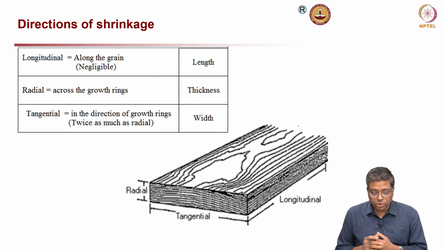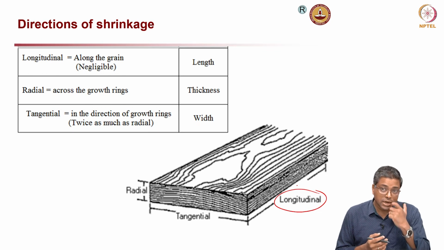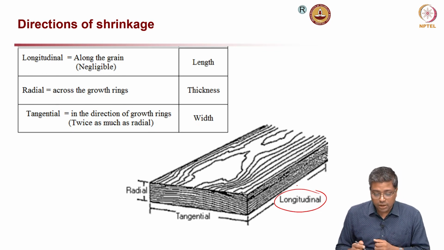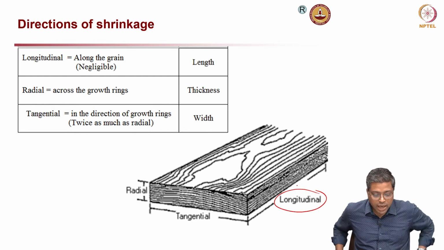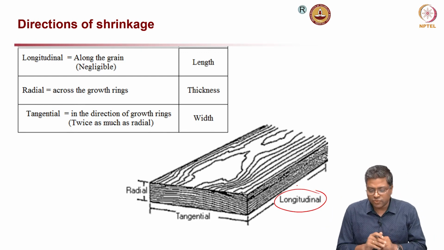And now I am going to show you this once more. This sketch is just to tell you about the direction of shrinkage. In the longitudinal direction, we have already discussed this, it is negligible, and in the tangential and radial directions, there is generally a twice as much difference.